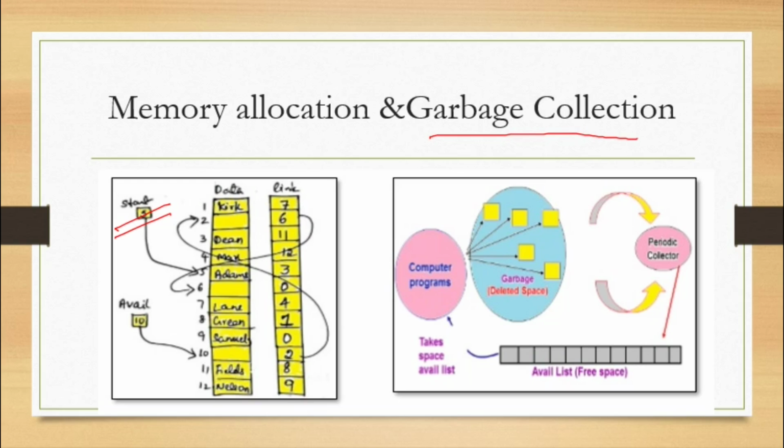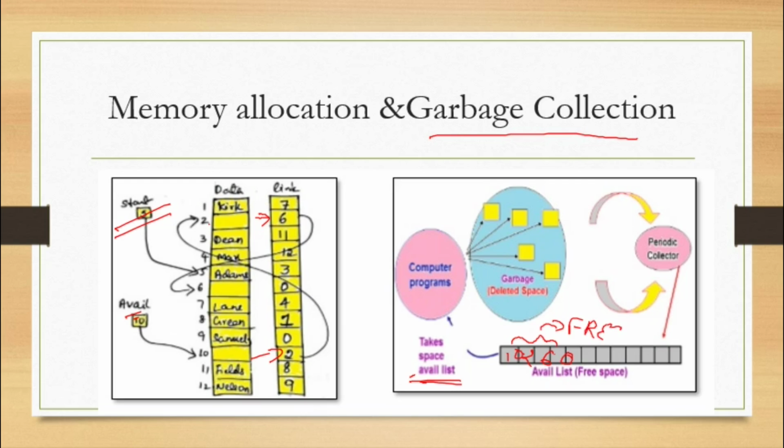wherever free spaces are available, that space, this avail list will take care. So here the avail list will start from 10, which is the first address. Then after that it will point to 2, so 2 is also empty. Next it will point to 6, and next it will point to 0. That means, students, these spaces 10, 2 and 6 are free.